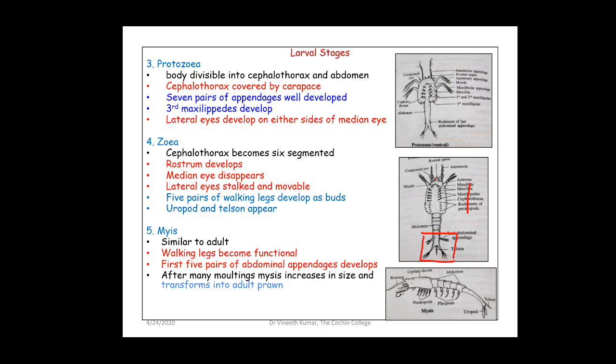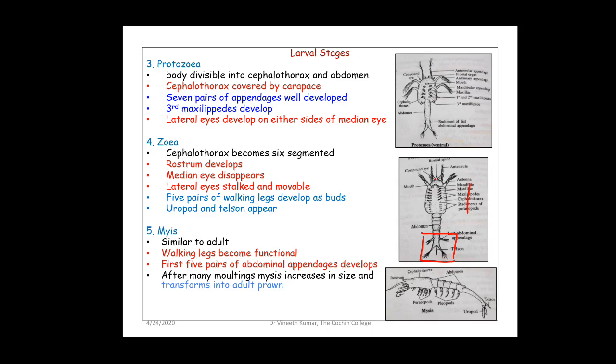All the 5 walking legs of the cephalothorax become functional. The first 5 pairs of abdominal appendages develop. So we saw in the zoea that only the last abdominal appendage, the uropod, was developed, but here the first 5 abdominal appendages develop and become functional. After many molting processes, the mysis increases in size. All the appendages become more and more functional, and the mysis, after many molts, transforms into an adult prawn.